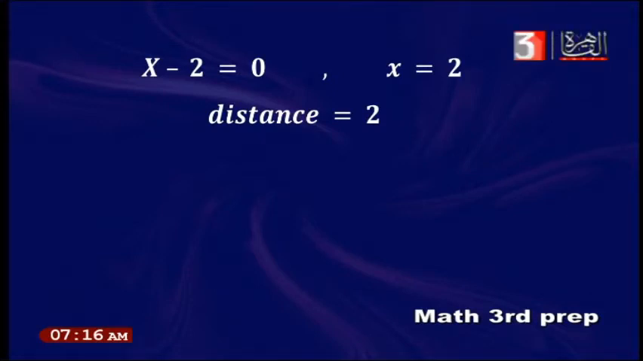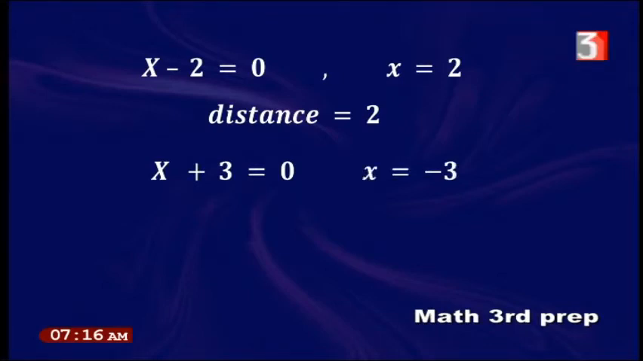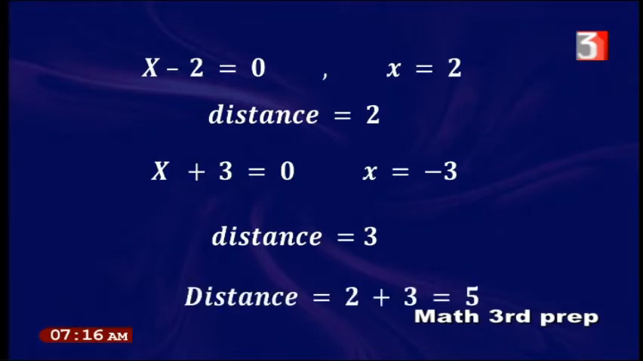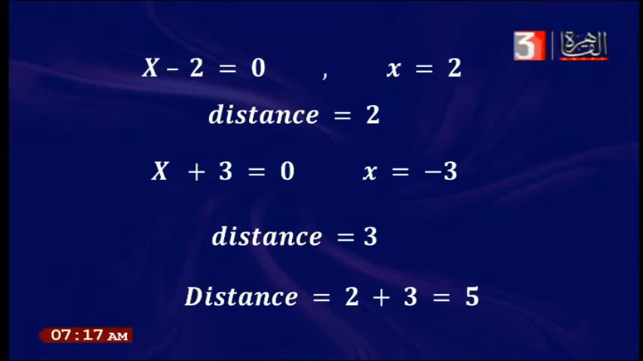Then x plus 3 equals 0. So x equals negative 3. And in this case, we can say that the distance equals 3. What about the whole distance? The whole distance will be 2 plus 3 equals 5. So the distance between these two straight lines is 5 units, which is the second choice.